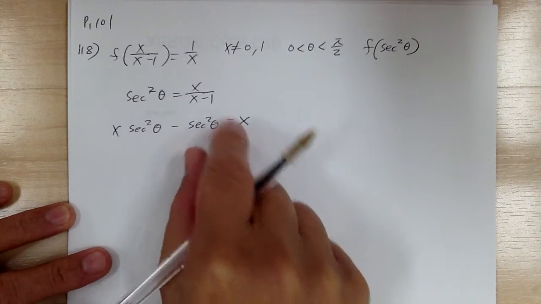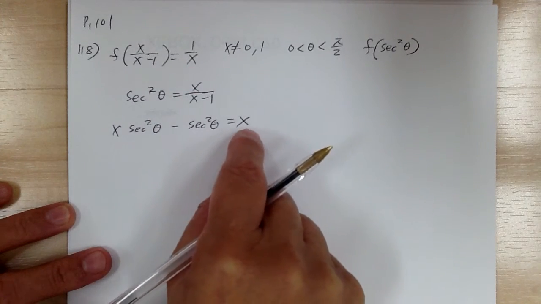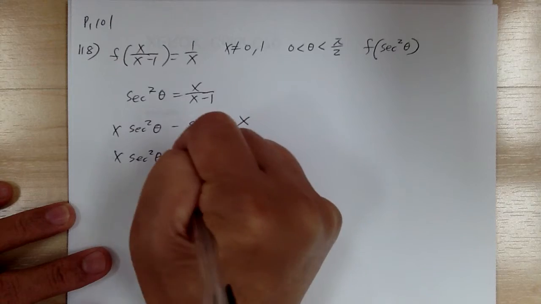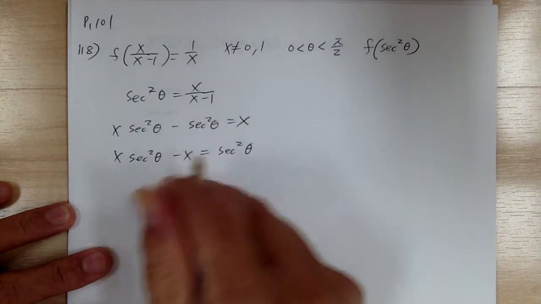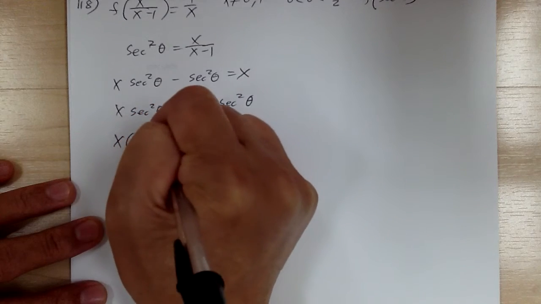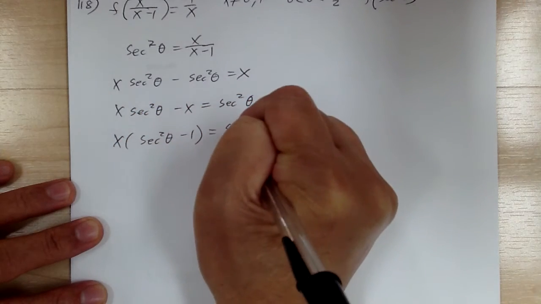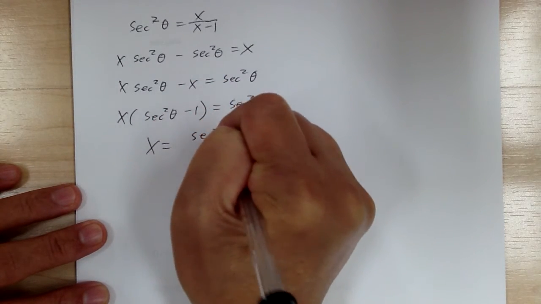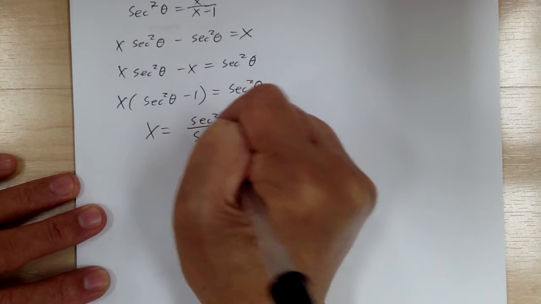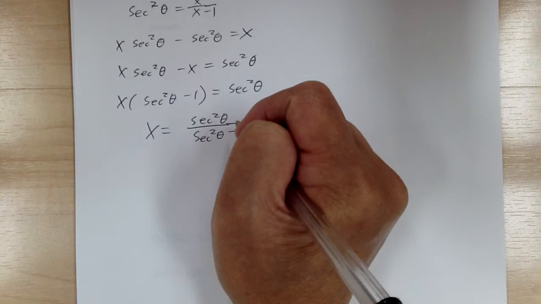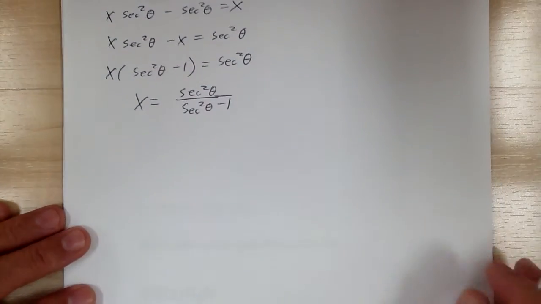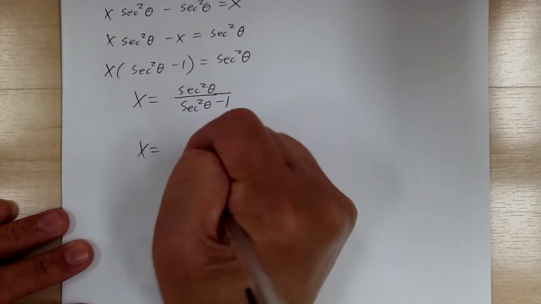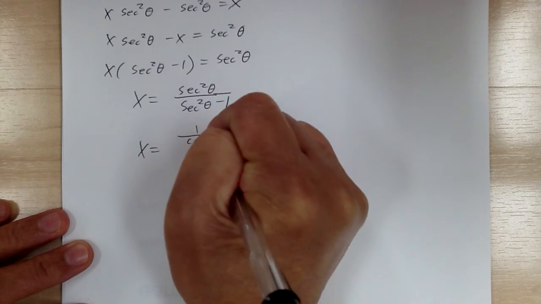And then what you want to do is solve for x. So go ahead and get all the x together, so group your variable. Then you factor out the x, and then you divide. And since a secant function is kind of hard to work with, we're going to change everything into a primary function. So secant is 1 over cosine.